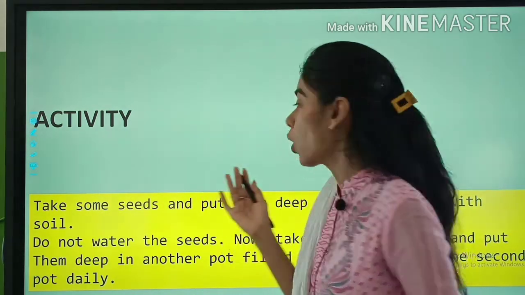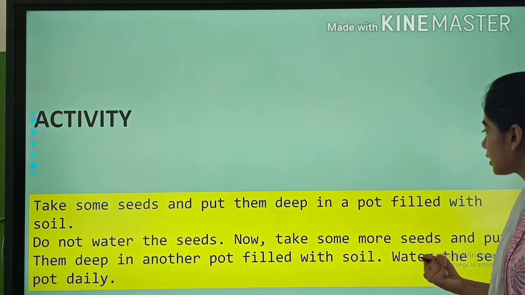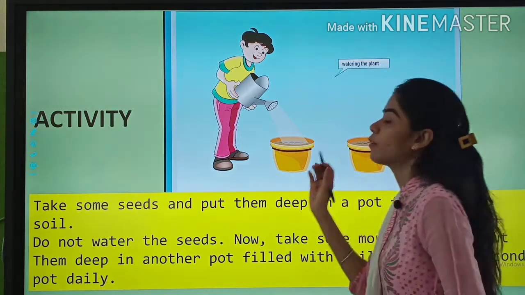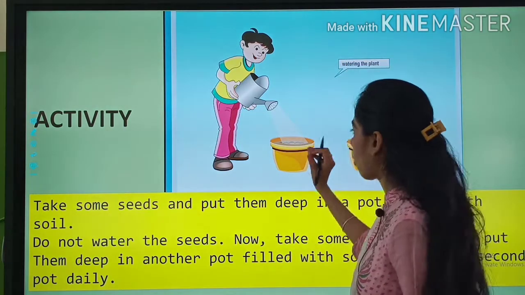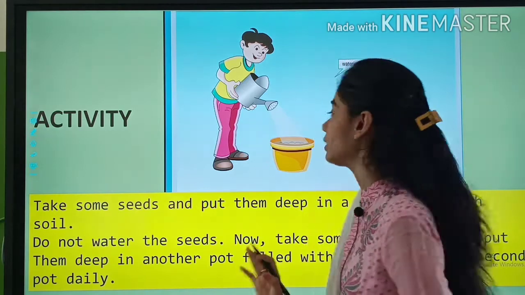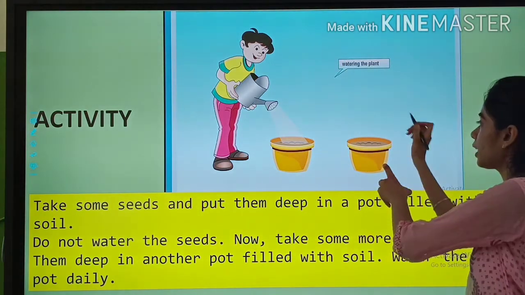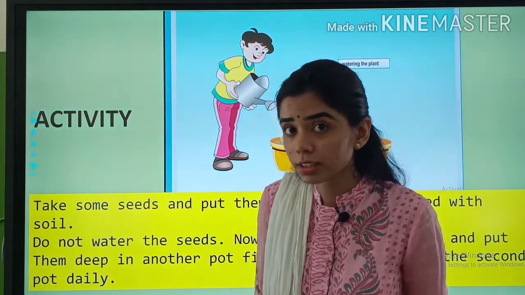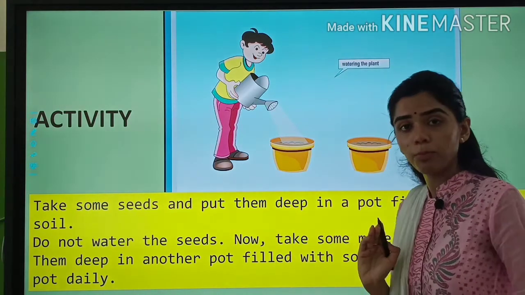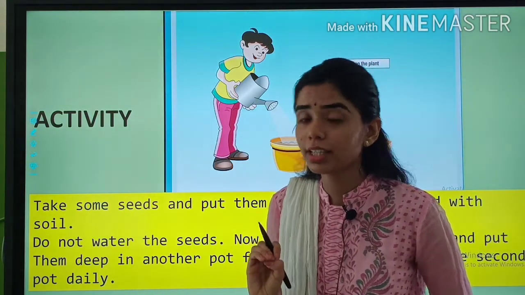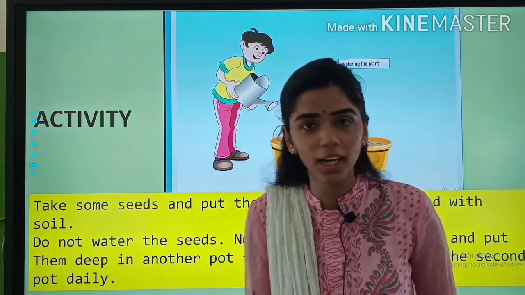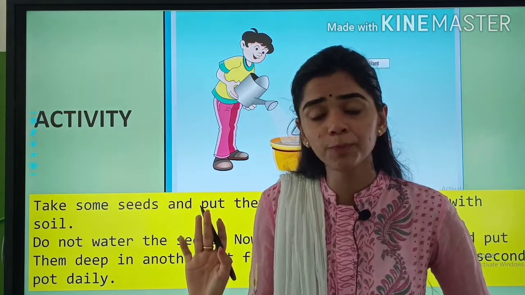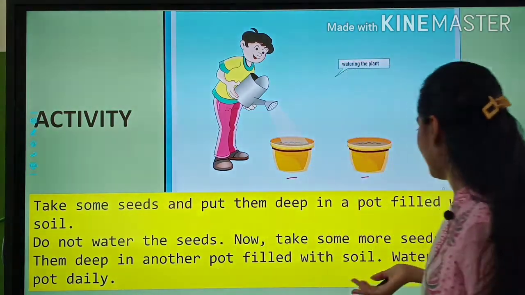If you remember what we did, we took some seeds and we put them in a pot filled with soil. In the same way we took another pot and put some seeds in it. So what was the difference? In one pot we watered it every day, हमने रोज पानी दिया, and in the other pot we never gave water. Okay, so what happened? Let's see.